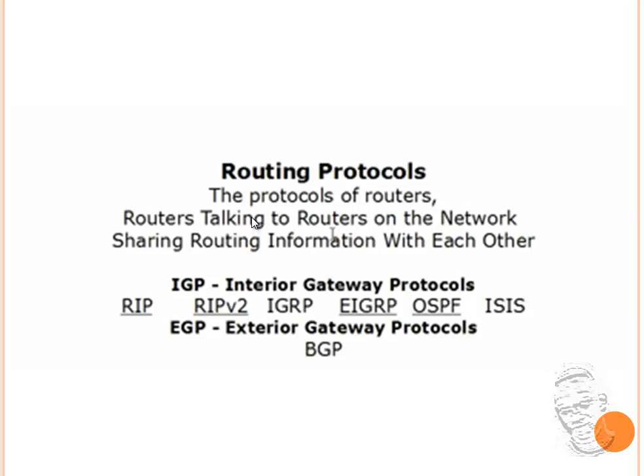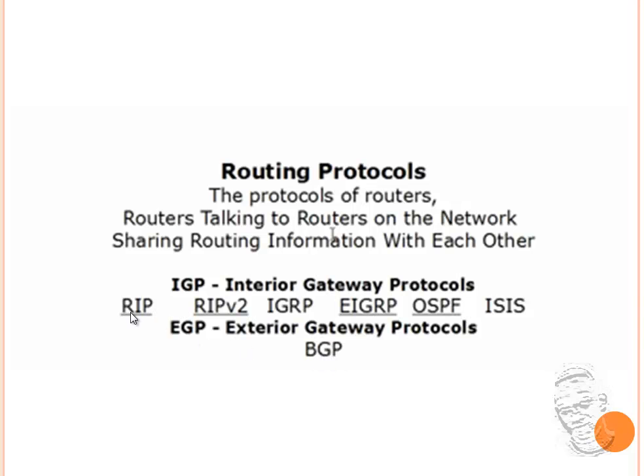Now, pay attention. There's a difference between a routed protocol versus a routing protocol. A routed protocol is a protocol like TCP/IP and so on. But routing protocols are protocols like RIP version 2, IGRP, EIGRP, OSPF, IS-IS. In the interior gateway routing protocols, and the exterior gateway routing protocol is Border Gateway Protocol.